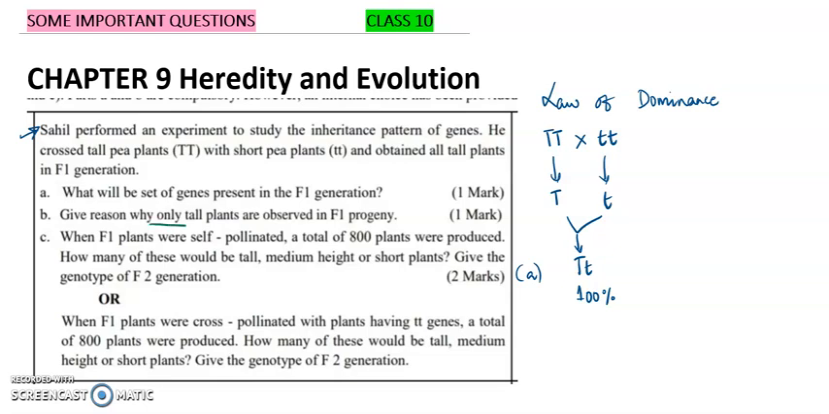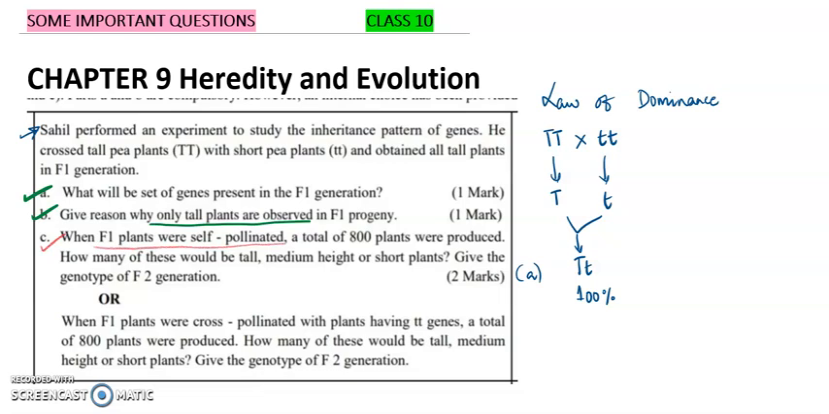Next, give reason why only tall plants are observed. This is in accordance with the law of dominance, that whenever homozygous dominant and homozygous recessive are crossed together, it is always the dominant allele that expresses itself, right? Now we are done with A, we are done with B. Now let's move on to part C, which is asking that F1 plants are self-pollinated.